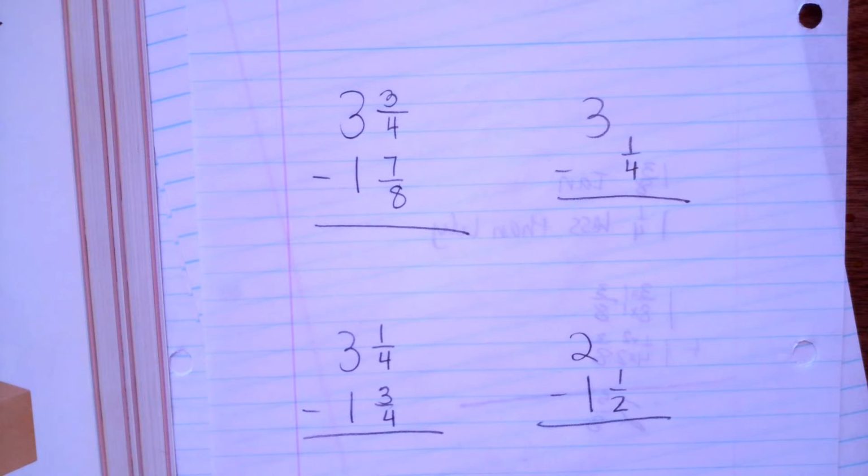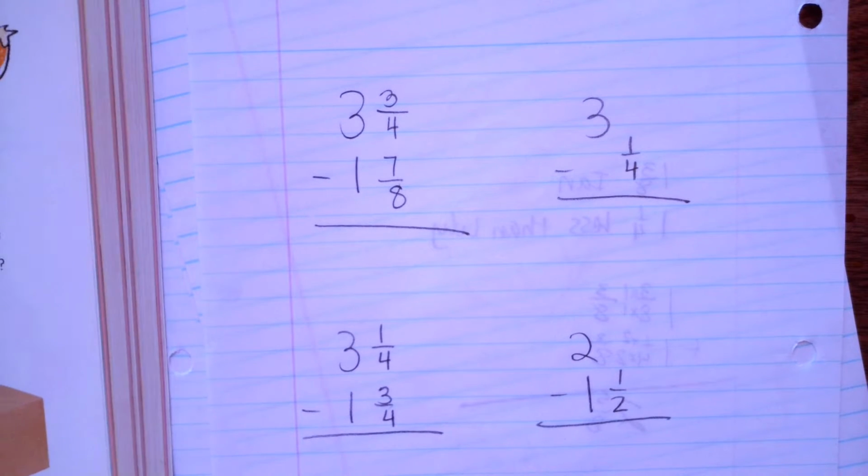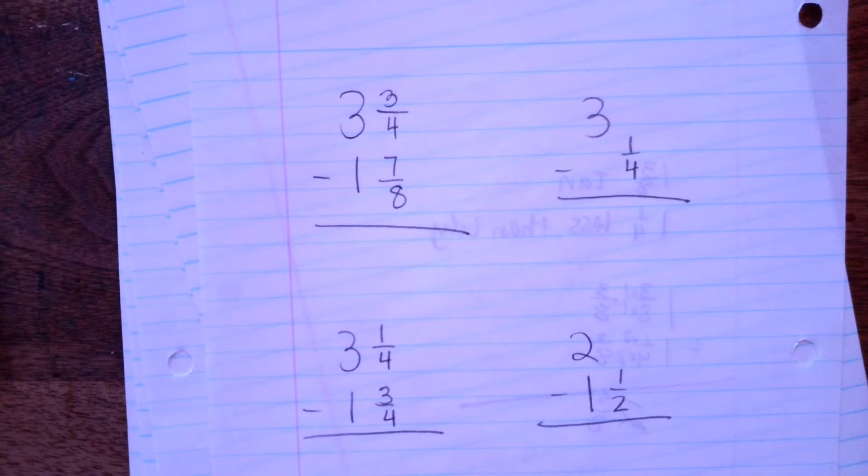Because of that, I got 9. Oh, that's too hard. We're going to do it an easier way.